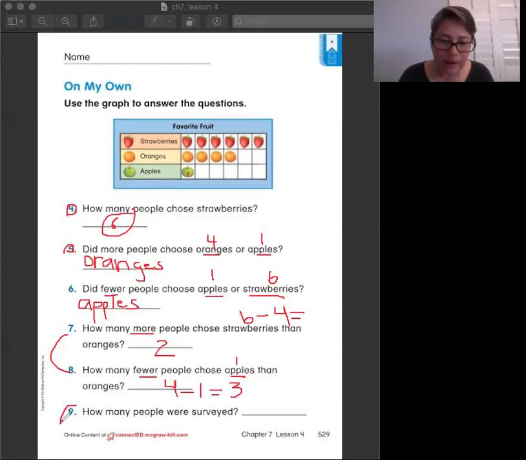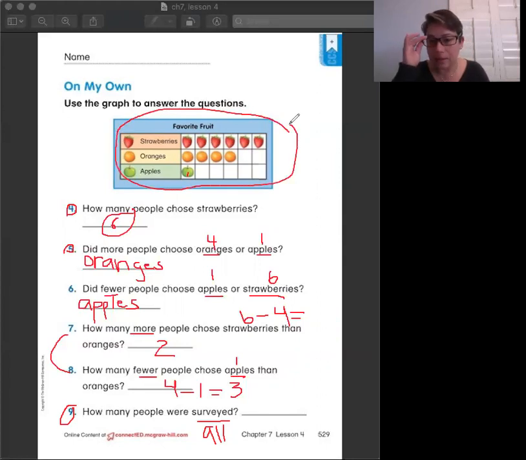Number 9. All right, this one's my favorite. How many people were surveyed? And that just means how many people were asked in all. All together, how many people did they ask about their favorite fruit? So you can do this 2 ways. You can count all the little pictures, or you can count the numbers. So I like counting numbers.